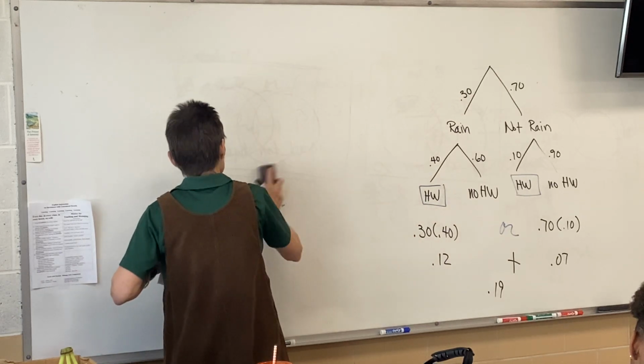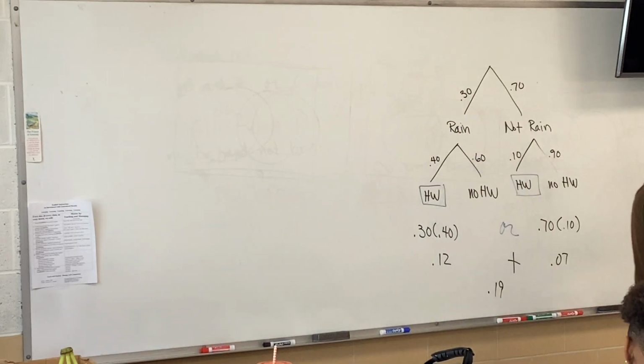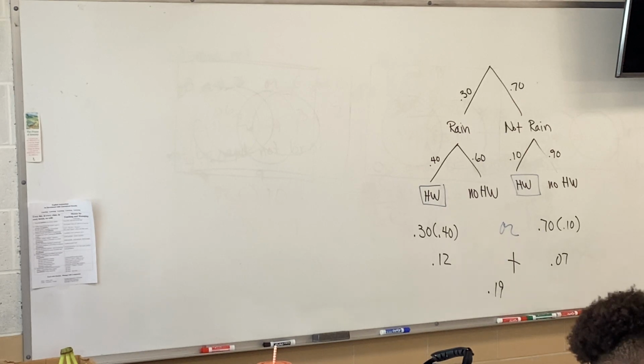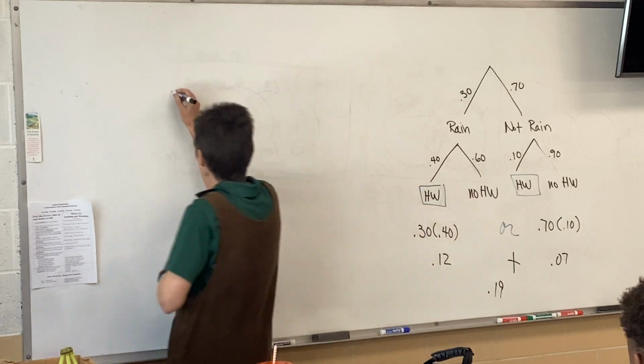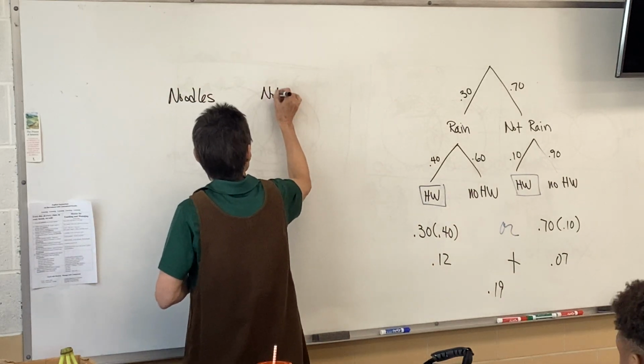Okay. All right, what's happening in problem 8? What are the two things in problem 8? You've got noodles and salad, right? So what's the question? Find the probability they'll serve salad. So that comes last. So we're going to start with noodles and not noodles.